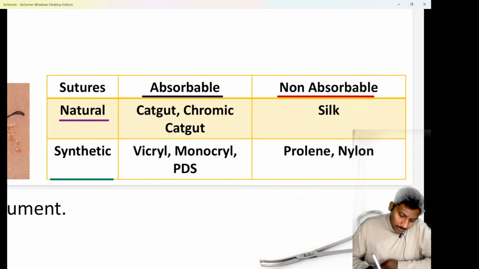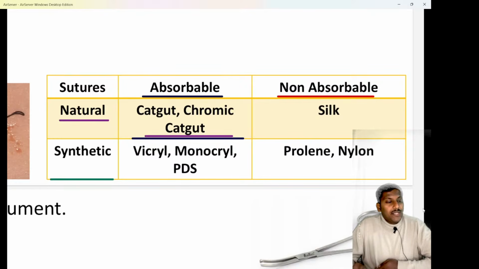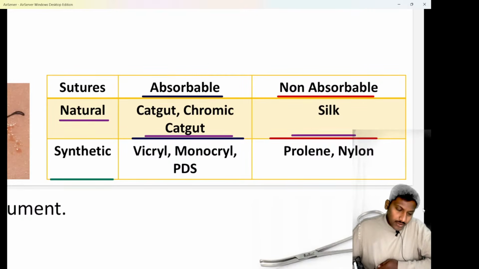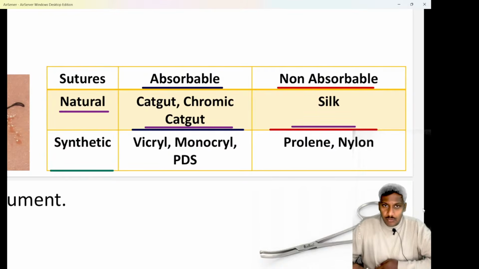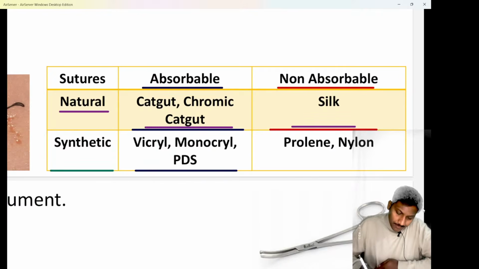Now if I talk about the absorbable natural sutures, they will be catgut and chromic catgut. So catgut and chromic catgut are absorbable as well as natural sutures. Second, the non-absorbable natural suture: do remember there is only one, that is silk. Silk is a natural suture and it is non-absorbable in nature. The absorbable synthetic sutures, if they ask you, are Vicryl, Monocryl, and PDS, that is polydioxone. These are absorbable sutures and they are synthetic in nature.